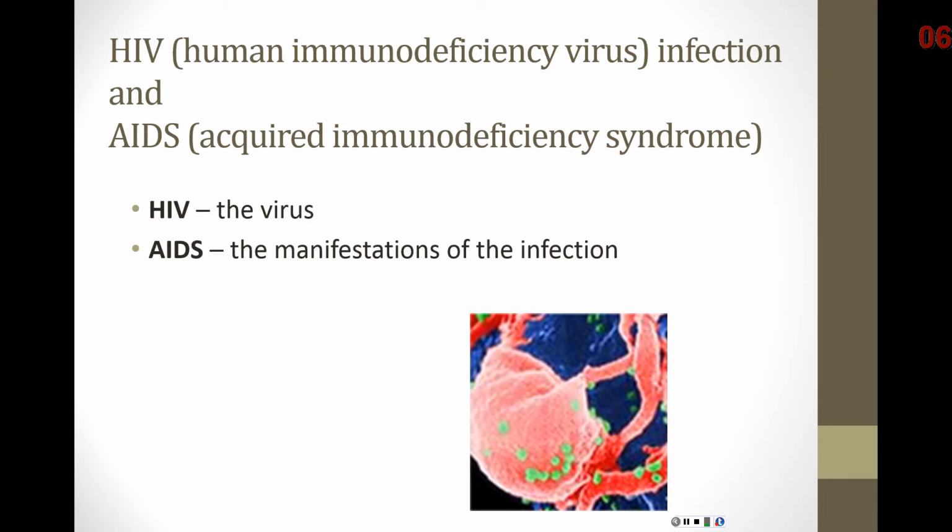The HIV versus AIDS. HIV is the name for the virus. The virus is what causes AIDS, so AIDS is the manifestations of the infection. So you do not have what we refer to as full-blown AIDS until you get pretty far along in the progression of the disease, but the virus is the cause.